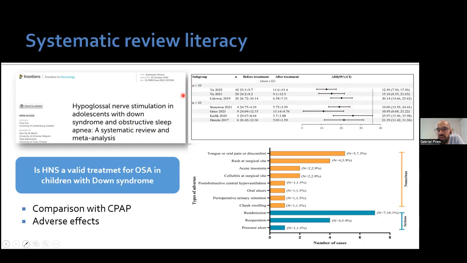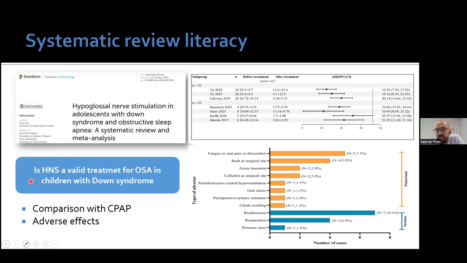And in every case, the effect size was large, and in most cases, it was significant. So the apnea-hypopnea index decreased in every possible study evaluating hypoglossal nerve stimulation. Is this sufficient to say that this intervention is valid for the treatment of OSA in children with Down syndrome? If I am someone who only takes the forest plot to draw conclusions, yes.